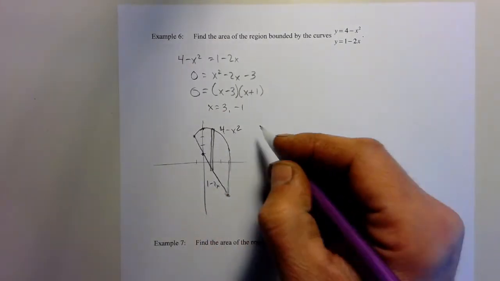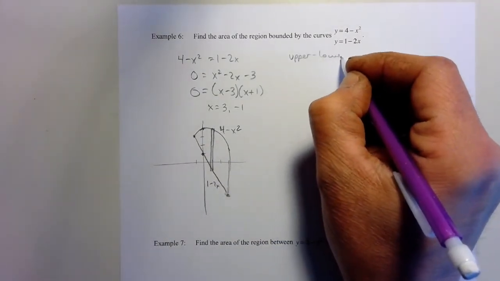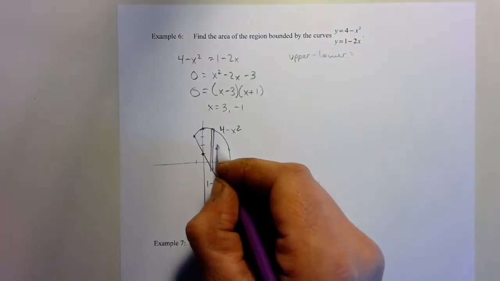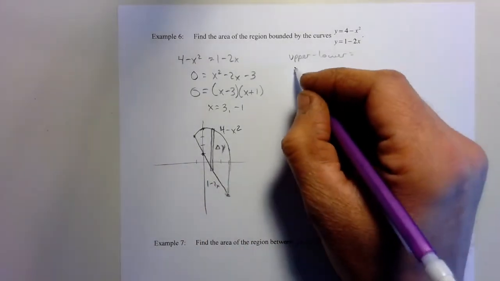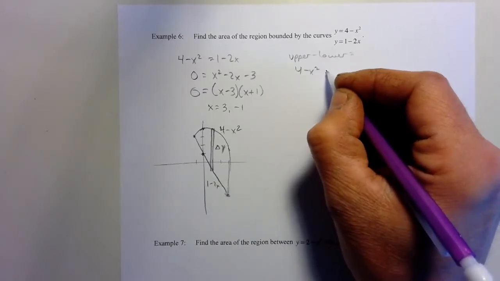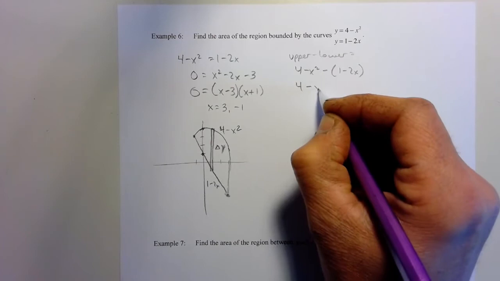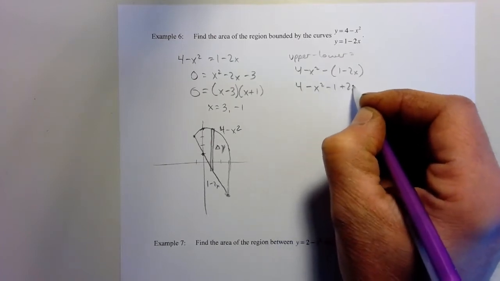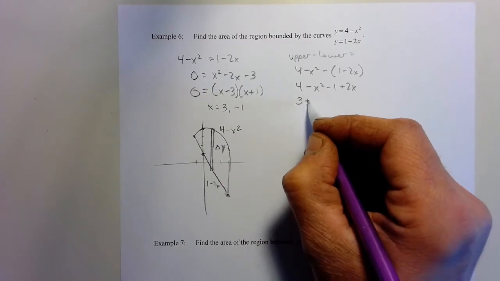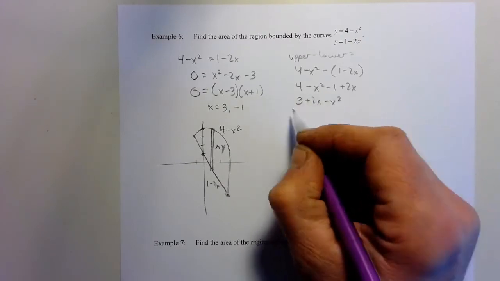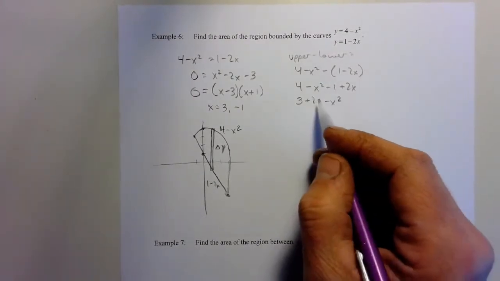So the upper minus the lower, that change in y, is going to be 4 minus x squared minus 1 minus 2x, or 4 minus x squared minus 1 plus 2x. I combine some like terms, and I have 3 plus 2x minus x squared. I didn't put it in standard form because I have a negative for the x squared. So that's the height of every rectangle.